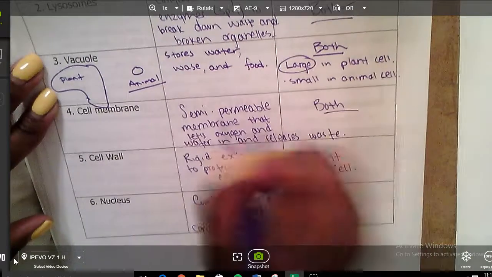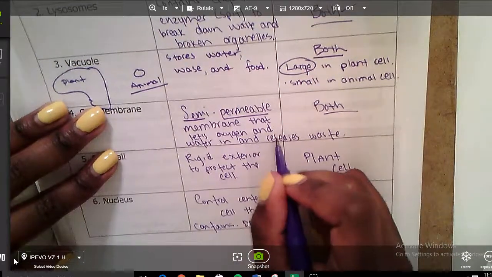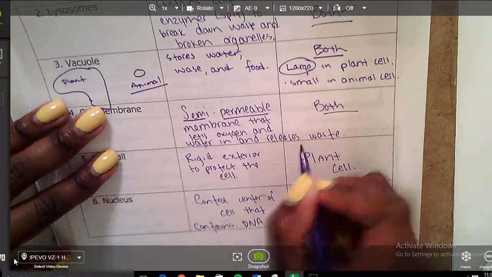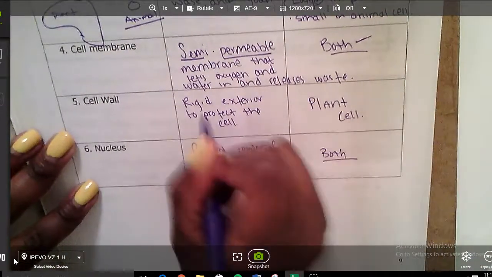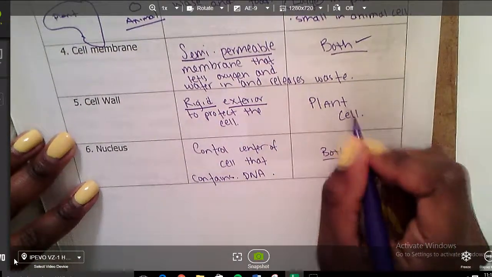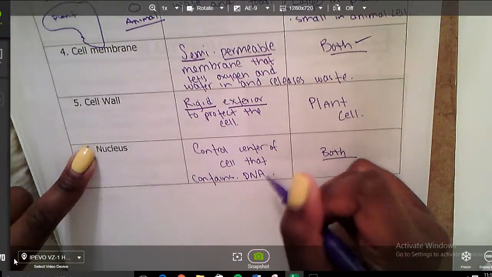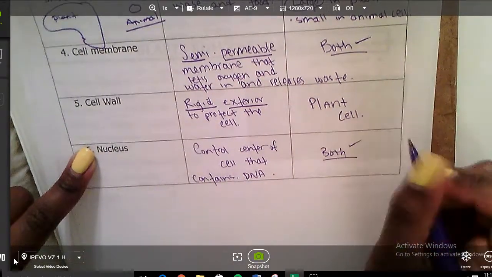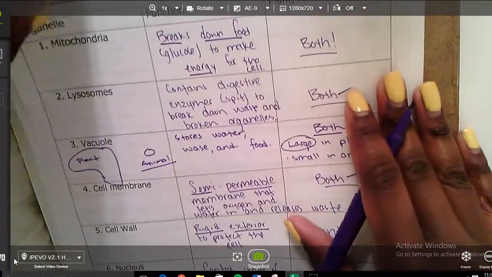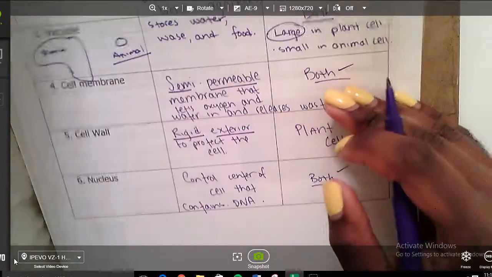Cell membrane, we know semi-permeable means things can go in and out, in and out. That lets oxygen and water in and release waste. That's also found in both the plant and animal cell. The cell wall is the rigid exterior or outside to protect the cell. That's only going to be found in the plant cell. And then the nucleus is the control center of the cell that contains the DNA, also going to be found in both. So again, wherever you need to go back and pause the video to make sure you have all this information down, you need to go ahead and do that on your own.